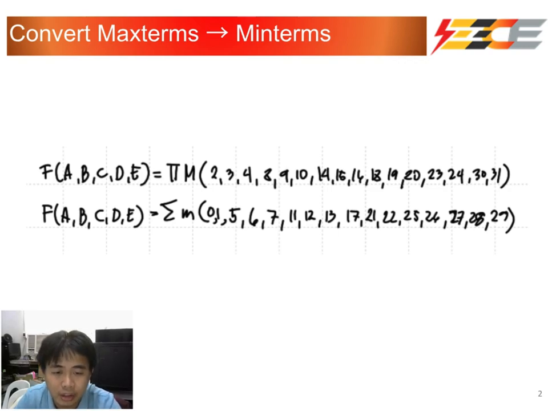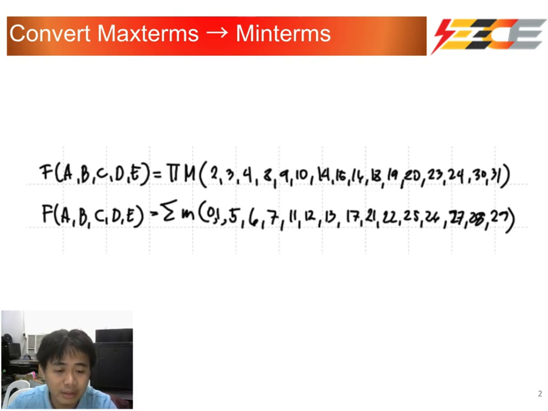As we can see, the function has five variables: A, B, C, D, and E, which means there are 2 raised to the 5, or 32, possible input combinations. The given expression is in terms of max terms, where each listed index represents a condition where the output is 0. To convert this into min terms, we can construct a truth table and assign zeros to the specified max term indices. All the remaining combinations where the output is 1 represent our minterms.